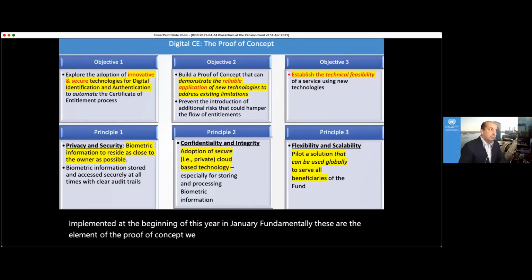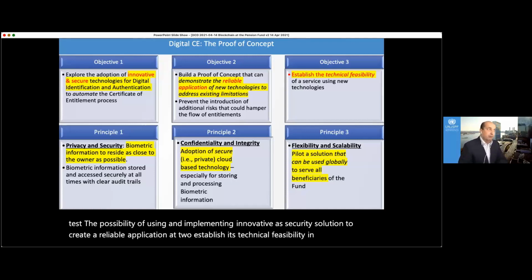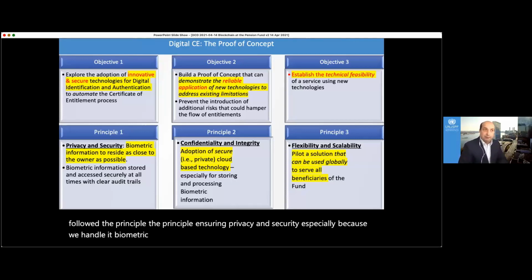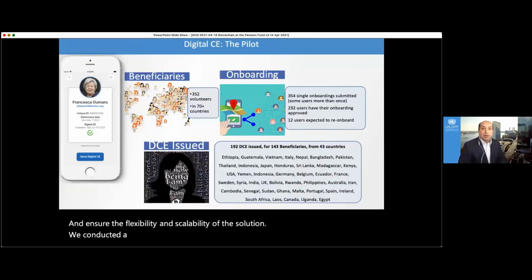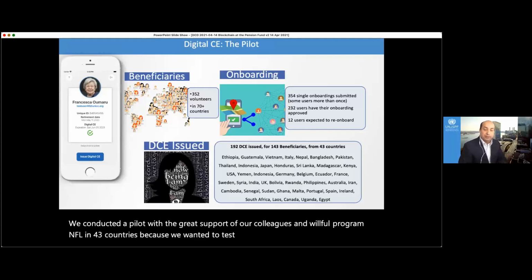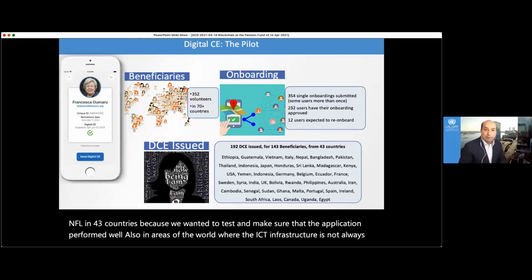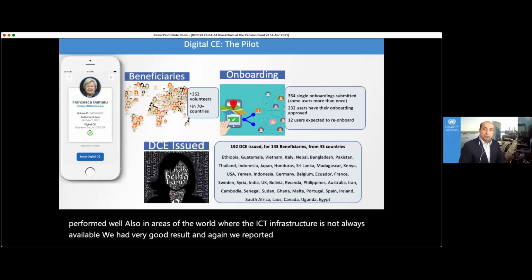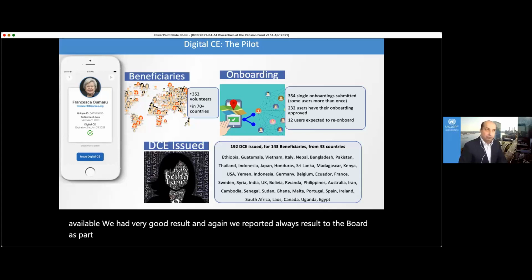We had 3 objectives. First and foremost, to test the possibility of using and implementing an innovative and secure solution, to create a reliable application, and to establish its technical feasibility. In doing so, we followed 3 principles: ensuring privacy and security, especially because we're handling biometric data, ensuring confidentiality and integrity, and ensuring flexibility and scalability of the solution. We conducted a pilot with the great support of our colleagues in World Food Program and FAO in 43 countries because we wanted to test and make sure that the application performed well also in areas of the world where the ICT infrastructure is not always reliable. We had very good results, and again, we reported those results to the board as part of our approval process.